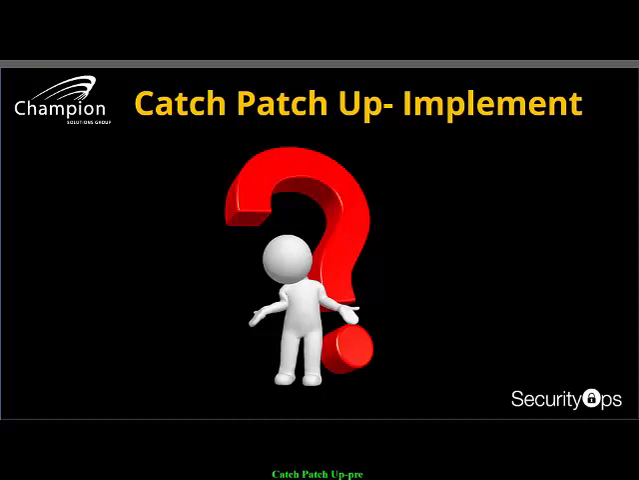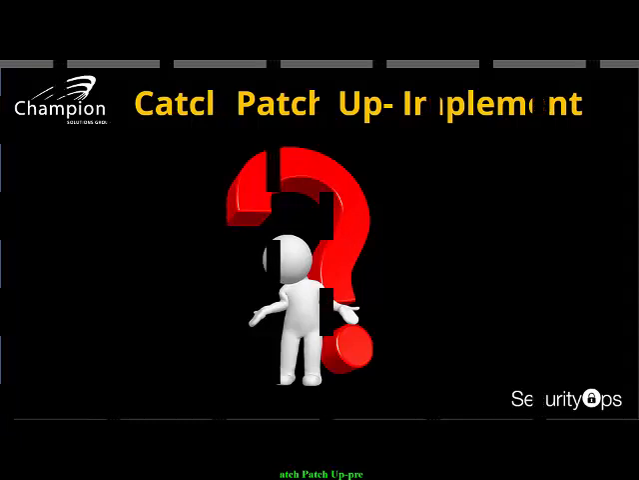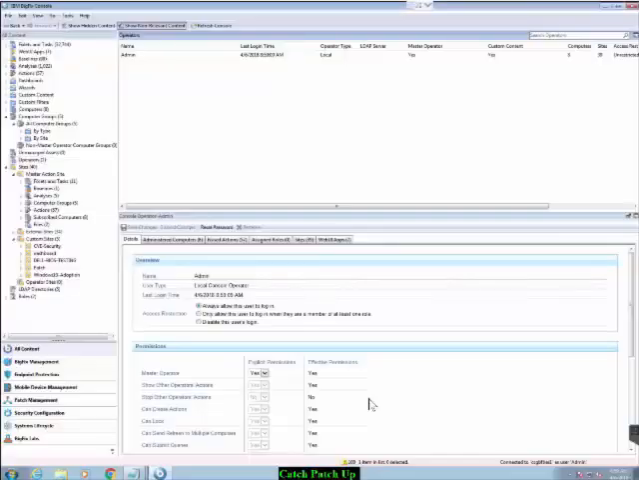So the real question now, or the purpose of this video, is how do we implement it? And that's what we're going to cover now. Greetings, this is a follow-up to our Catch Patch Up videos, which are referenced on our site here. This is an easy way to enable Catch Patch Up, where we created an installation script.